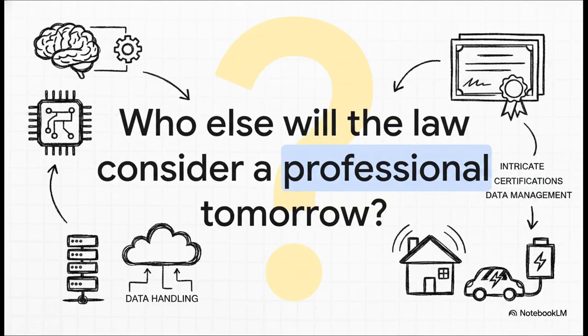Which brings us to a final thought for you to carry forward. We just saw a polygraph examiner held to the exact same legal standard framework as a surgeon. As our economy relies more and more on specialized training, complex software, and intricate certifications, who else in your daily life will the law consider a professional tomorrow? Think about it. The people handling your personal data, managing your smart home, or maintaining your electric vehicle. The line between a simple mistake and professional malpractice is shifting every single day.